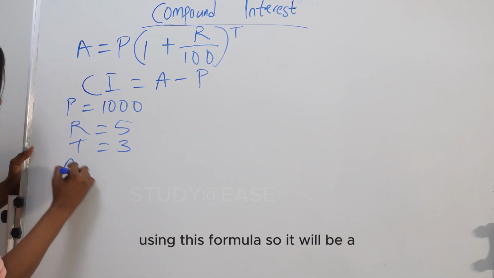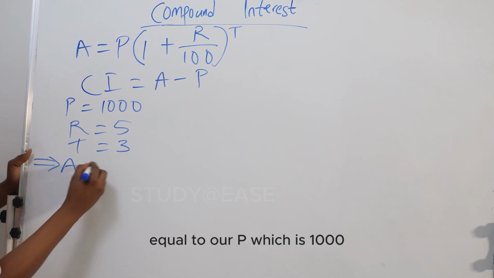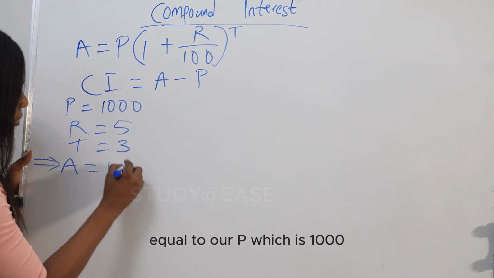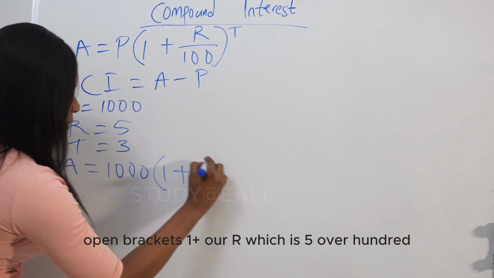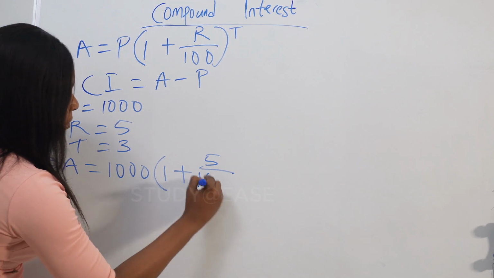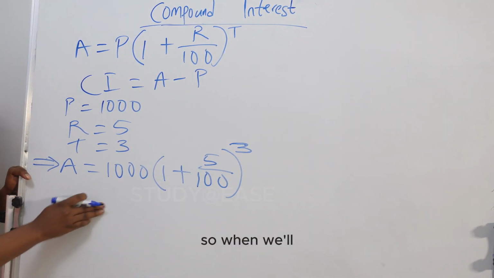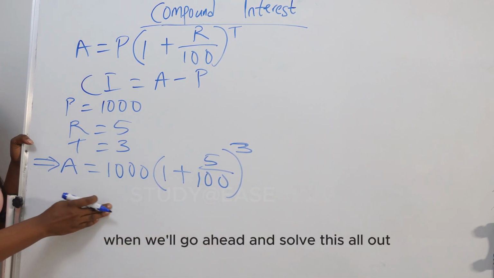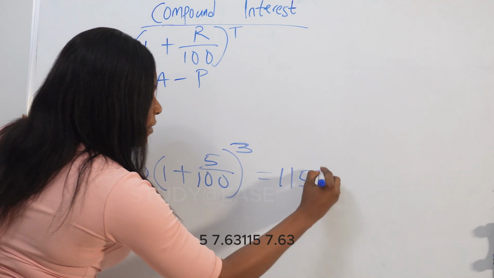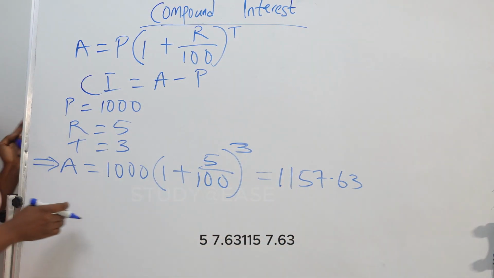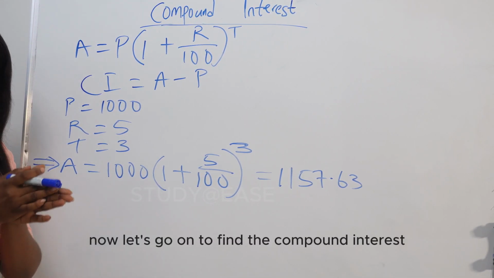So it will be A equal to our P, which is 1,000, open bracket 1 plus our R, which is 5, over 100, close the bracket, our T, which is 3. So when we go ahead and solve this all out, we'll be left with 1157.63. Now let's say we want to find the compound interest.